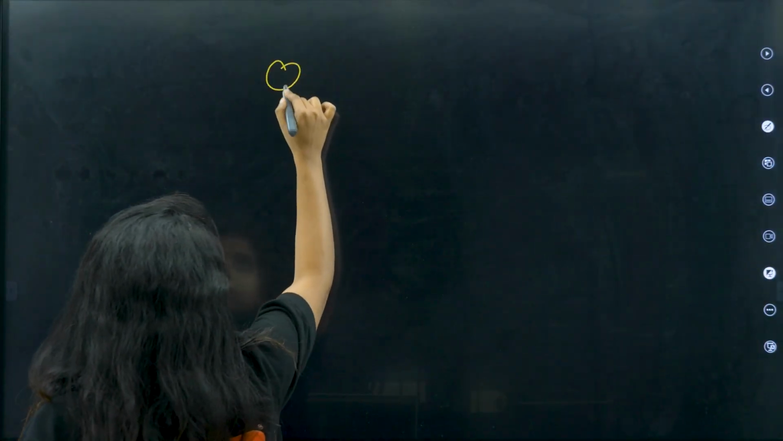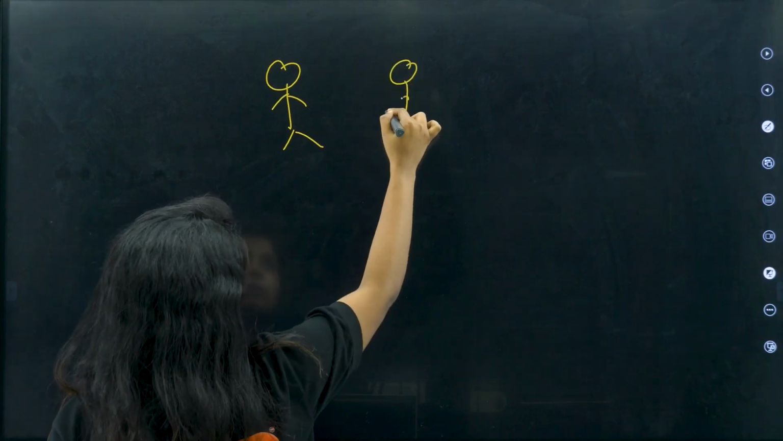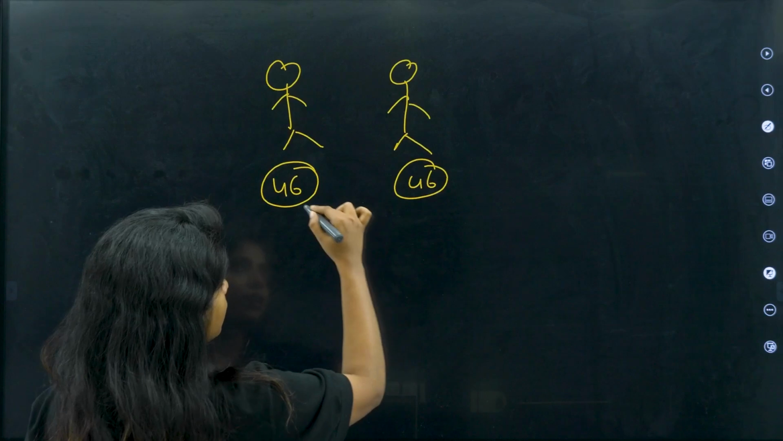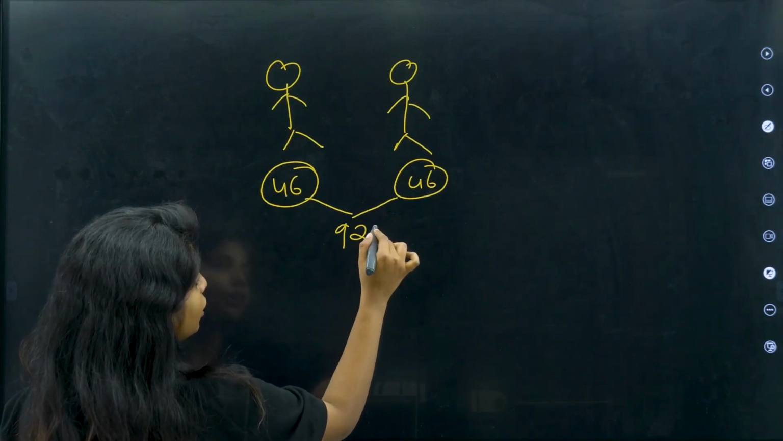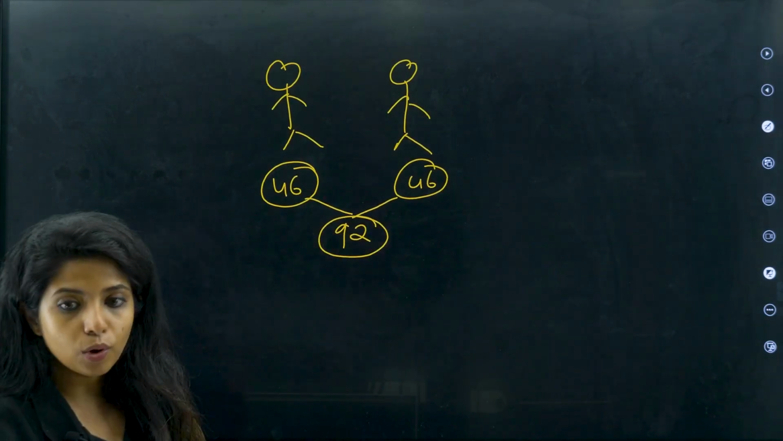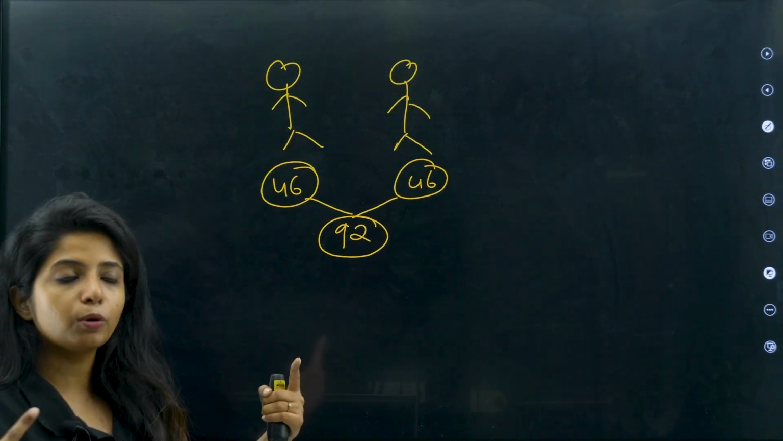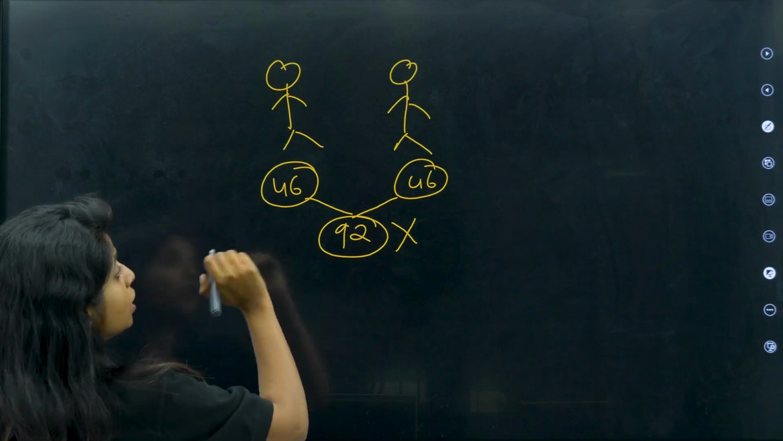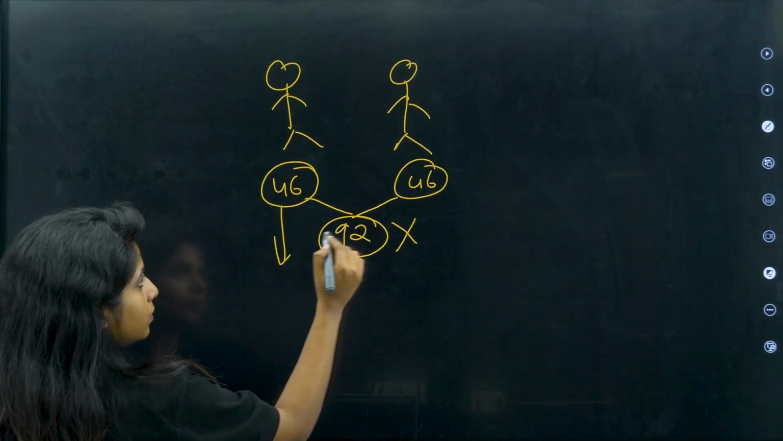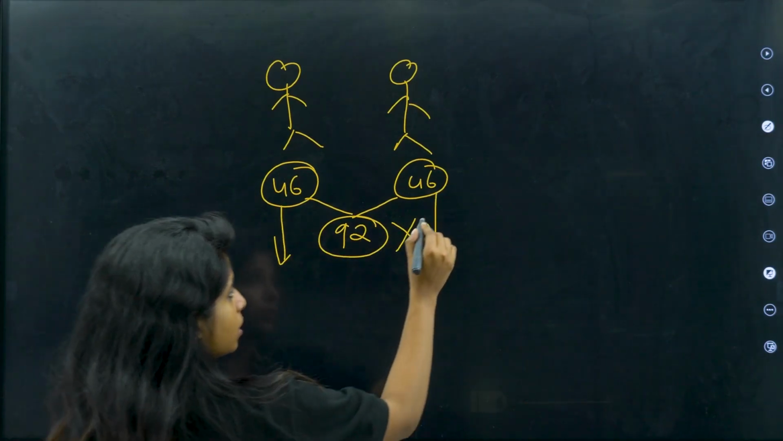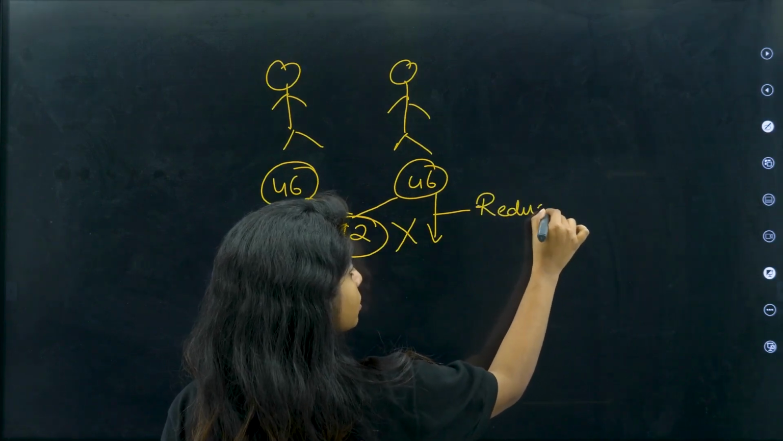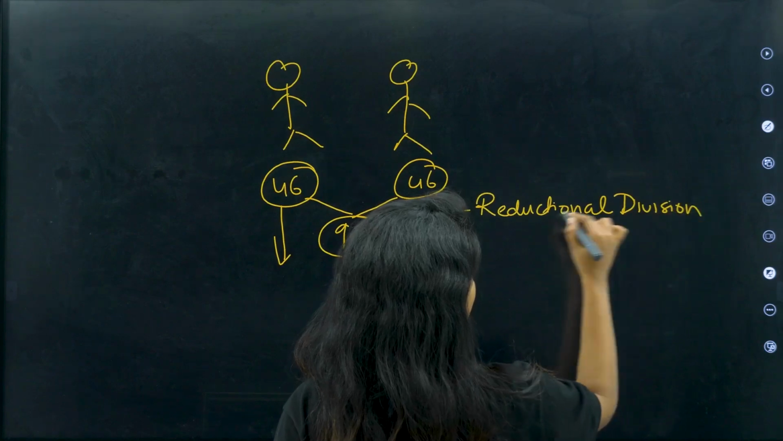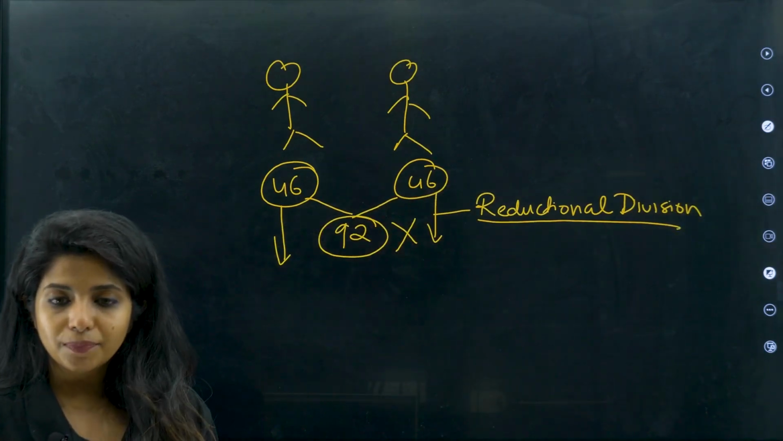So this is one parent, and this is another parent. 46 chromosomes are there normally. Now when you combine, it will be what? 92 chromosomes. Is it okay? No. Double the amount of DNA, double the amount of proteins, not okay. We want a specific amount of DNA and a specific amount of proteins. So over here, these cells undergo a process which is reductional division. It is going to reduce the amount of DNA, the number of chromosomes.